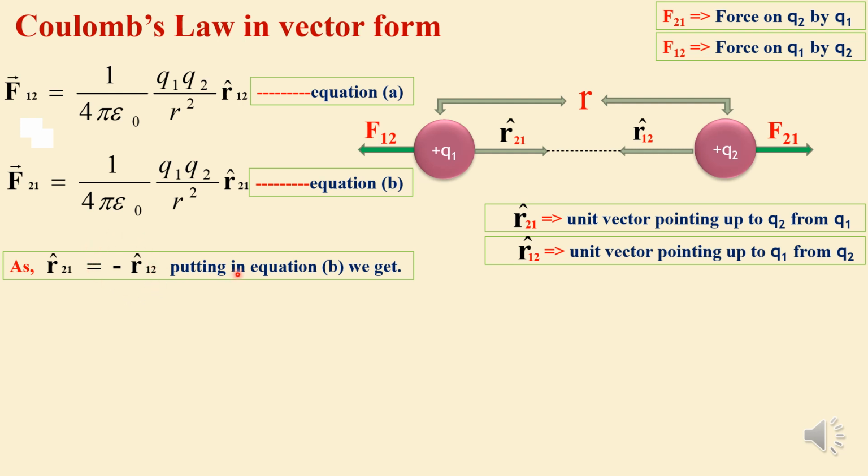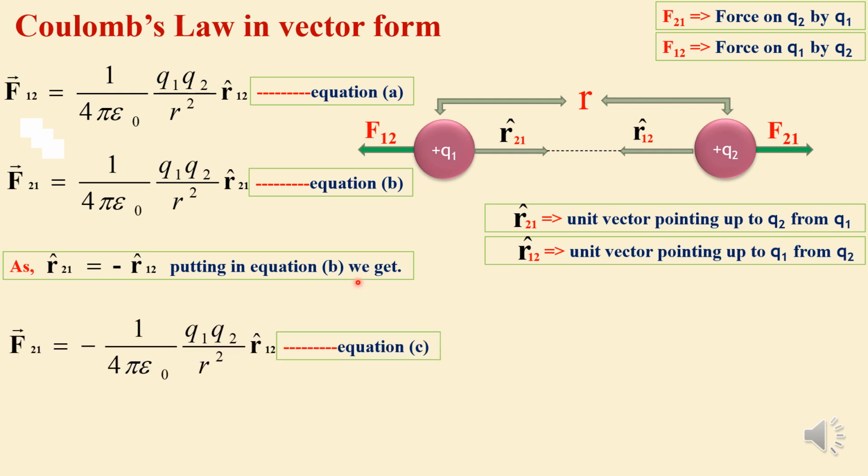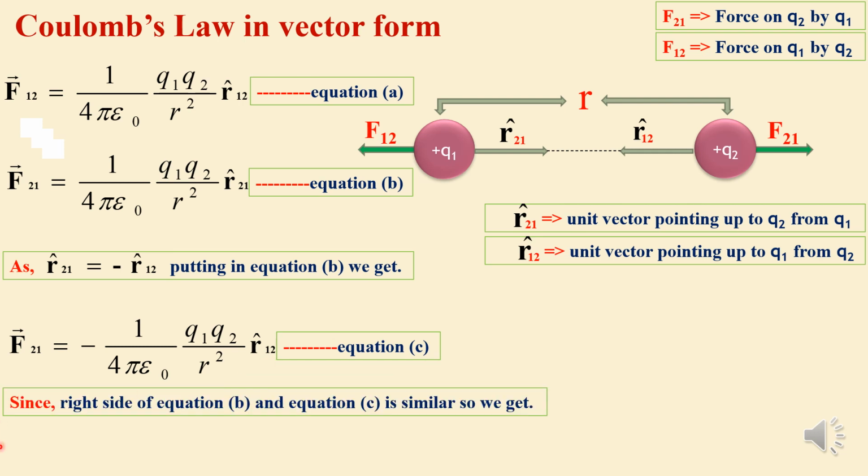Putting this value in equation number B, we get F21 is equal to minus 1 upon 4 pi epsilon naught, Q1 Q2 divided by R square, into R cap 12. Let's say equation number C. Since the right sides of equation B and equation C are similar, we get F12 is equal to minus F21. This equation shows that both forces are equal in magnitude but opposite in direction.